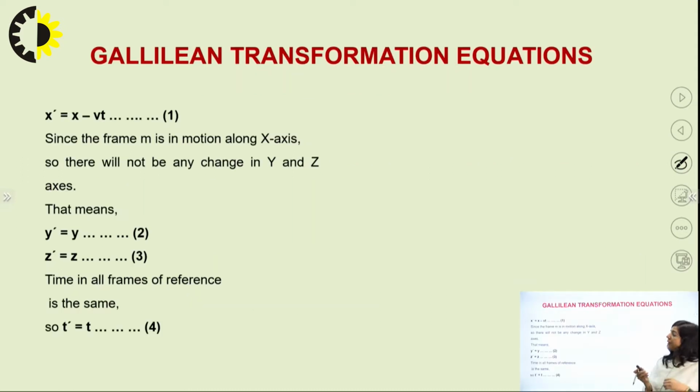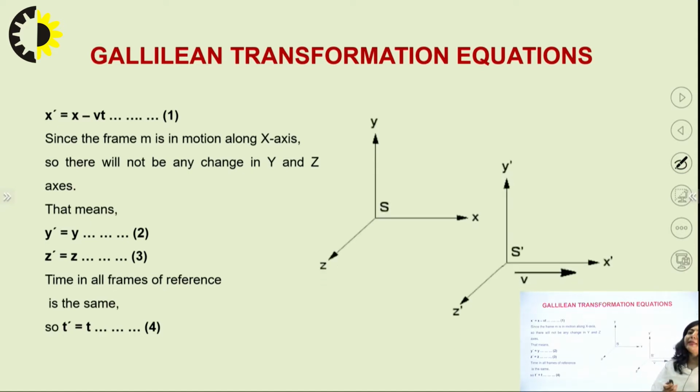Now, before going into Lorentz transformation equations, which is actually the topic of today's discussion, first I would like to highlight these Galilean transformation equations. Before understanding these equations, first we will try to understand what is the meaning of transformation equation. What is the actual meaning of this term, transformation equations?